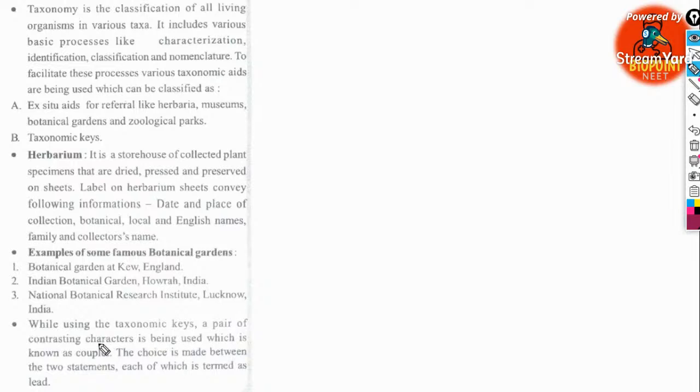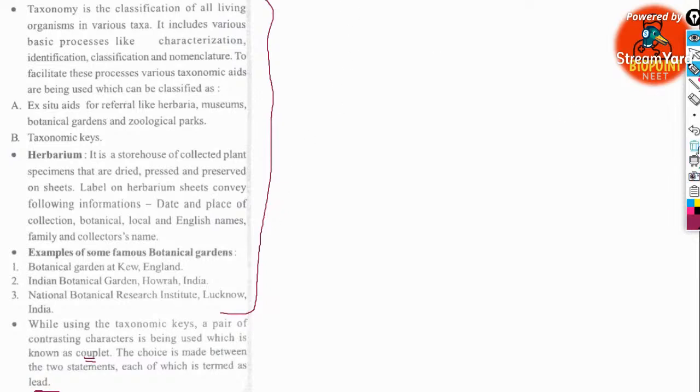So, that's all for museum. And zoological parks are the places where wild animals are kept in protected environments under human care, which enables us to learn about their food habits and behavior. That's all about zoological parks, and that is not important until the last minute revision. That's why it is not given here. Then, while using taxonomic keys, a pair of contrasting characters is used. That is known as a couplet. The choice made between two statements is known as a lead.